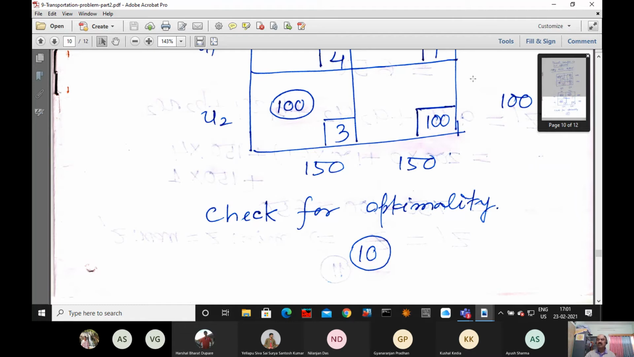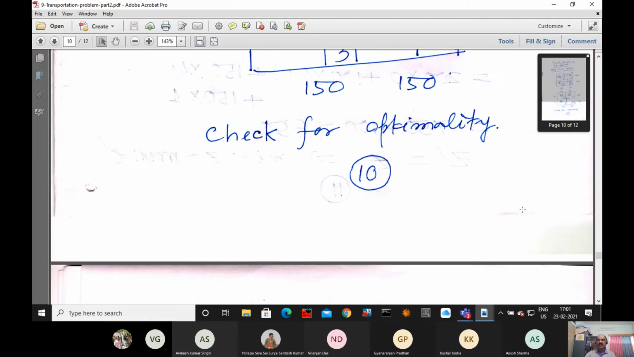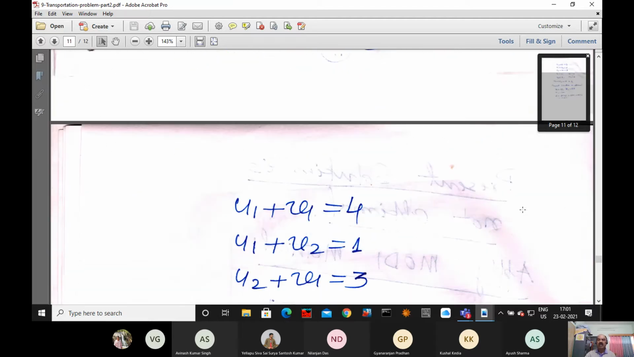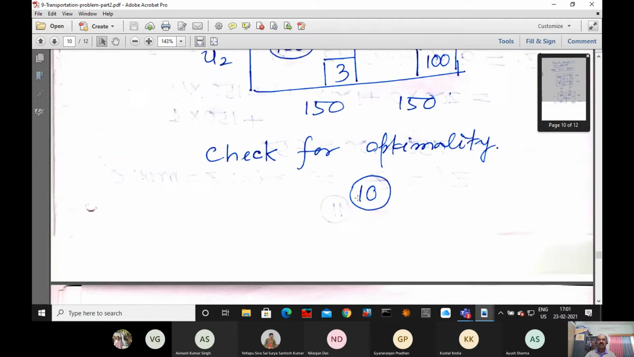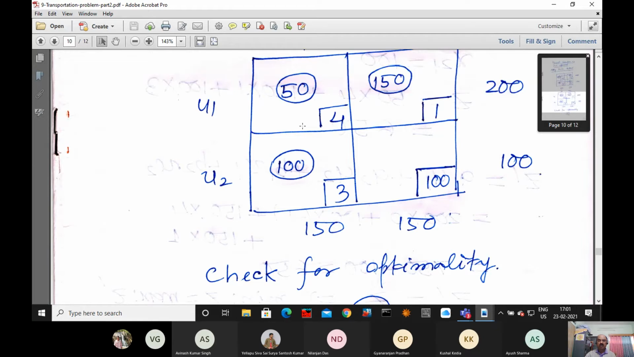Now what is the cell here? The cell is this, which is not occupied, the rest are occupied. So now again you check the optimality. For checking optimality, we will calculate further. U1 plus V1 equal to 4 with respect to this.